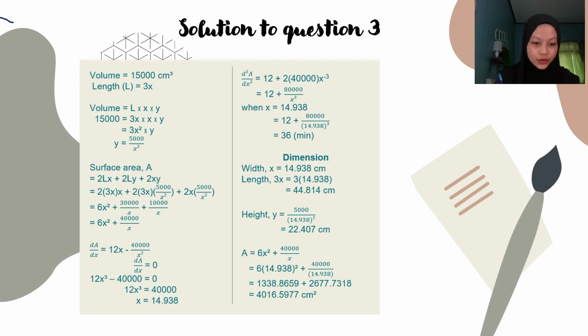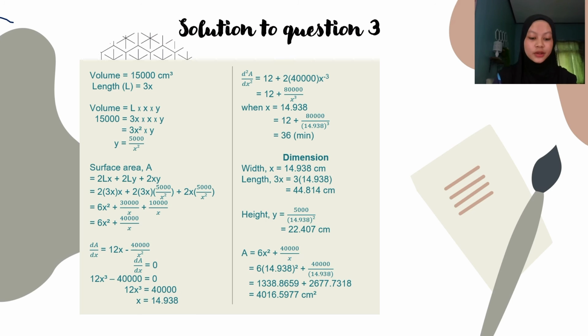So first we need to match the numerator first. 12x multiplied by x squared, we got 12x cubed minus 14,000. So the numerator we move it here and we got 0. So we solve it and x is 14.938. Okay, so the next step is finding the second derivative. It is to determine whether the critical point is maximum or minimum point.